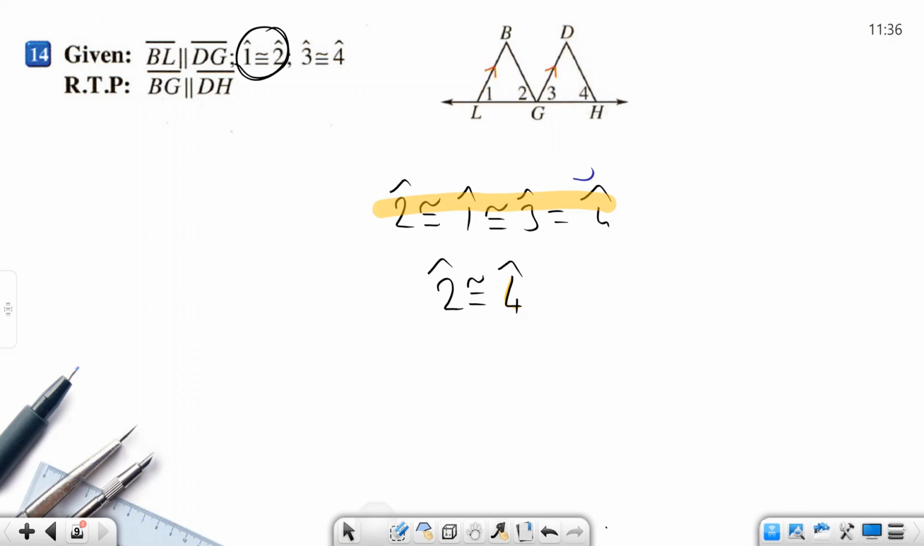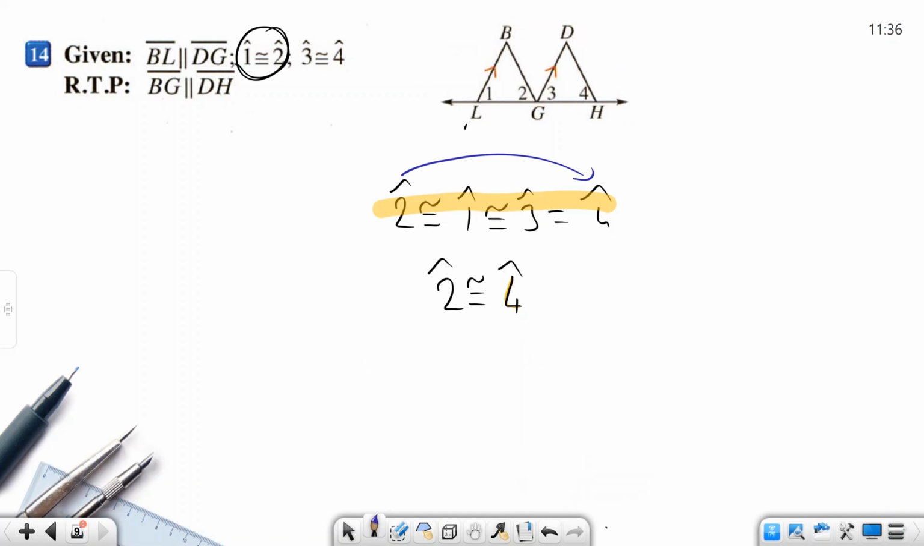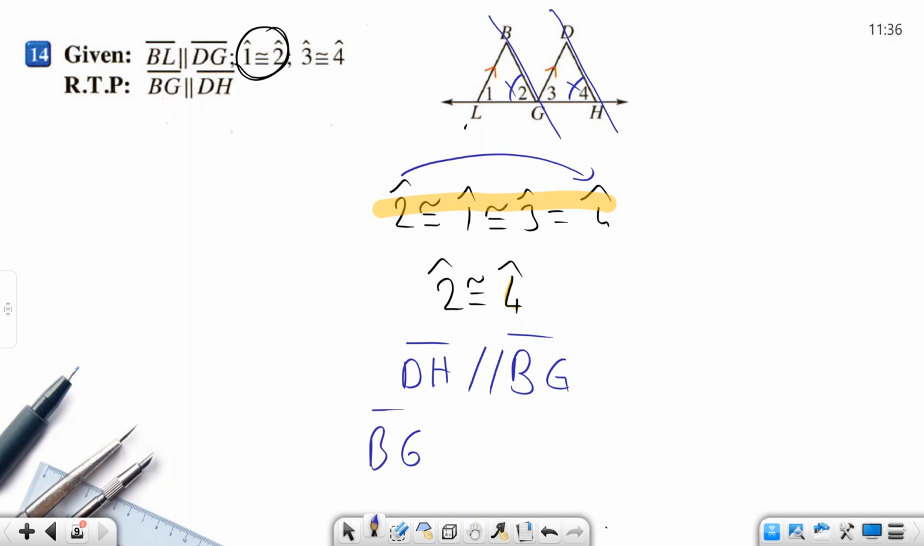Let's clean that part and write here. Angles 2 and 4 are congruent and are corresponding angles for DH and BG. So I can say that DH is parallel to BG, or BG is parallel to DH, you can change their places, no problem. The question is asking about BG being parallel to DH. So they are the same, they are parallel. That's the end of the lesson.